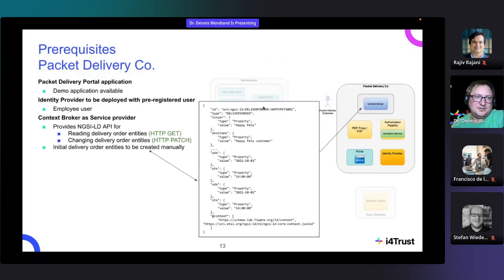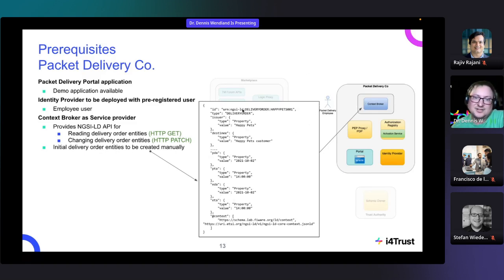Then packet delivery company, as I said, there's a portal application. We have some simple demo application available, but which is really only dedicated for this specific reference example here. But this implements all the different flows relevant for the use case. The identity provider is actually only used for this employee of packet delivery company, so that he can log in on the marketplace and create the offerings for their digital service. And of course, there's an instance of the context broker, which provides the NGSI-LD API for reading and changing entities of the type of delivery order.